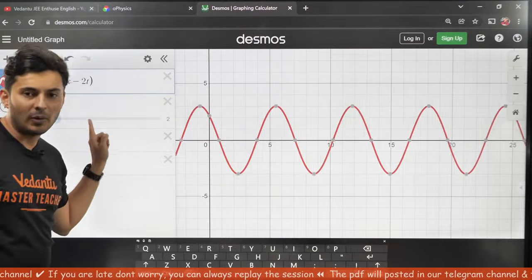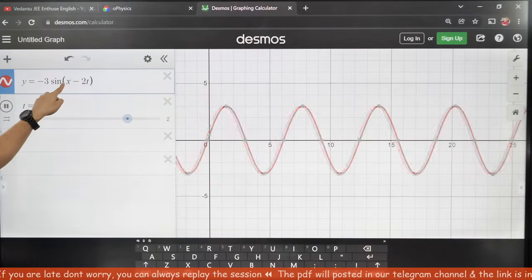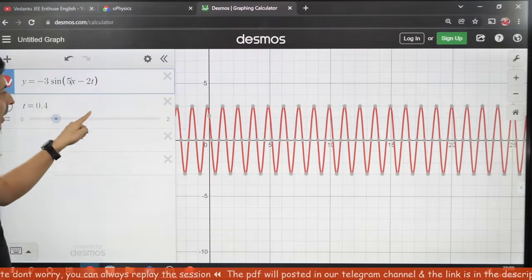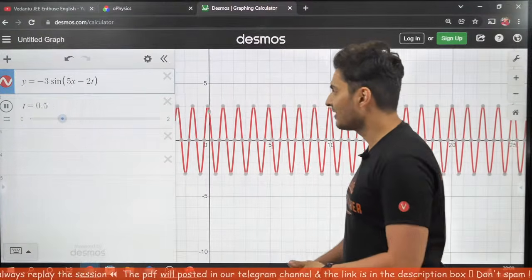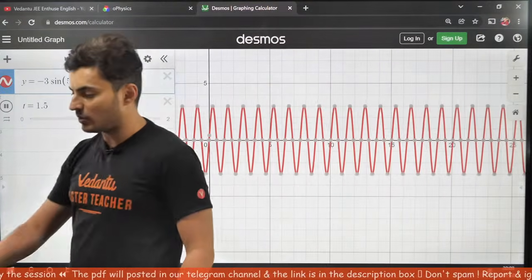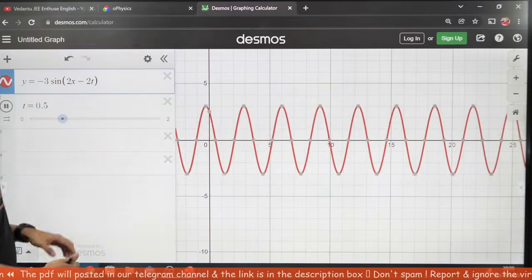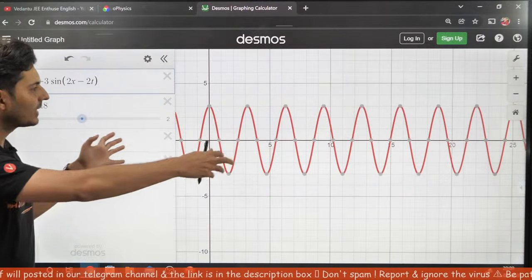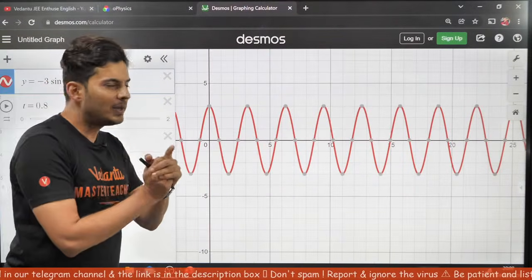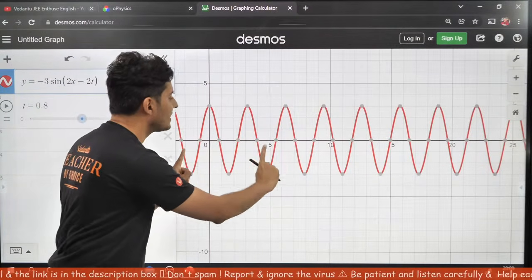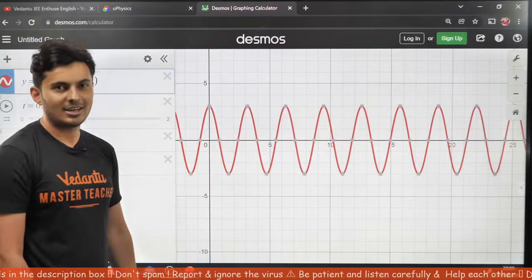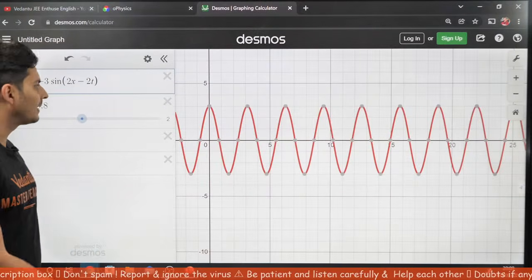Now let's keep this number constant and let's change this. What happens now if I change this coefficient of x, let's say to 5? Oh, the wave just got compressed. Interesting. Let's change this number to something else, maybe 2. Okay, now it has got expanded. So what do you think the coefficient of x is doing? The coefficient of x is actually changing the wavelength.